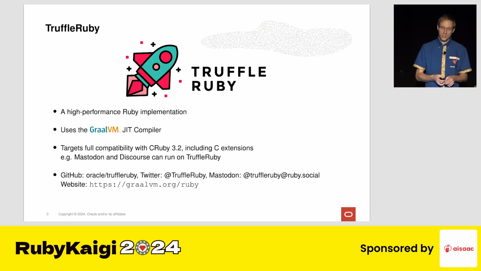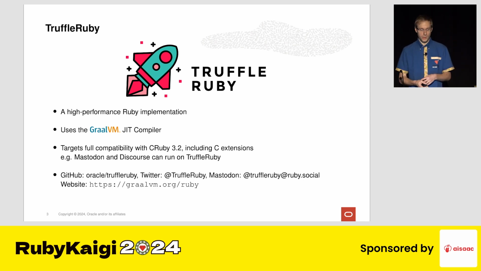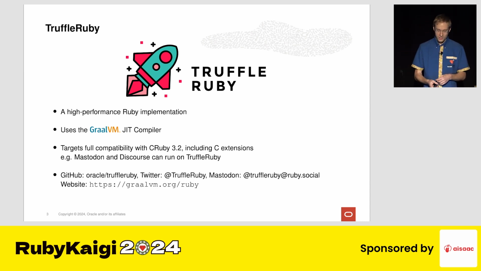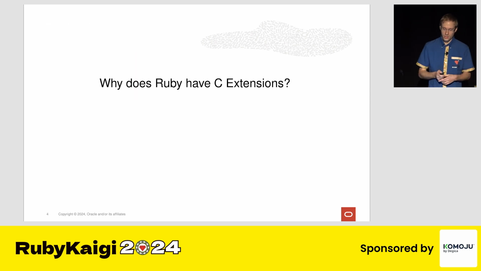And TruffleRuby, if you don't know it yet, is a high-performance Ruby implementation. It uses the GraalVM JIT compiler. It targets full compatibility with CRuby 3.2, including C extensions, the subject of this talk, basically. And to give an example, for instance, Mastodon and Discourse can run on TruffleRuby because of the high level of support and compatibility. It's on GitHub and so on.